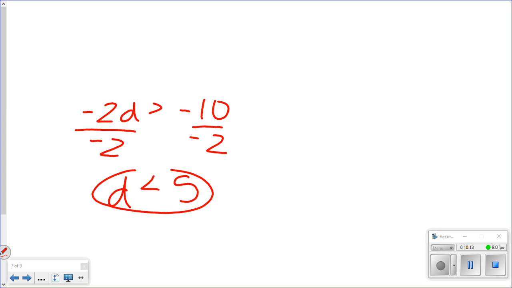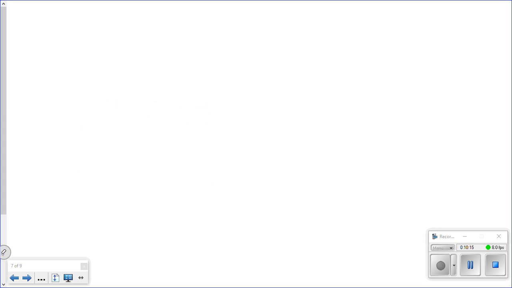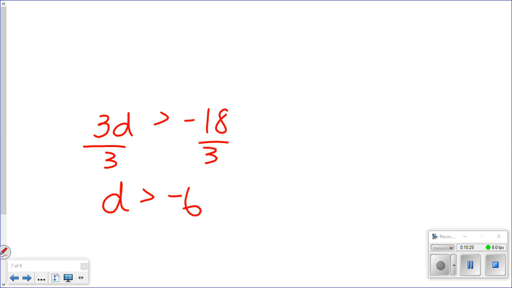A time you would not have to flip it is if I have 3D is greater than negative 18. Is this number with the variable negative? No, then you don't have to. Even though this one is, it does not matter. So D is greater than negative 6. See how this one's negative over here, and this one's not? You do not have to flip the sign because this one is not negative.